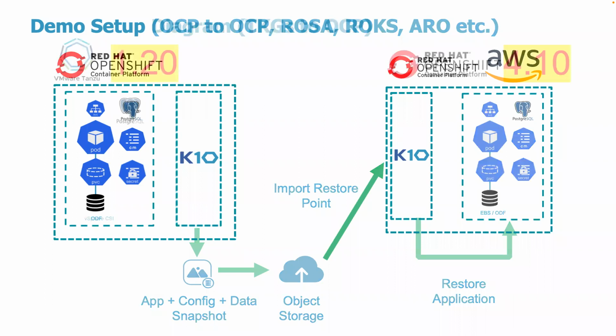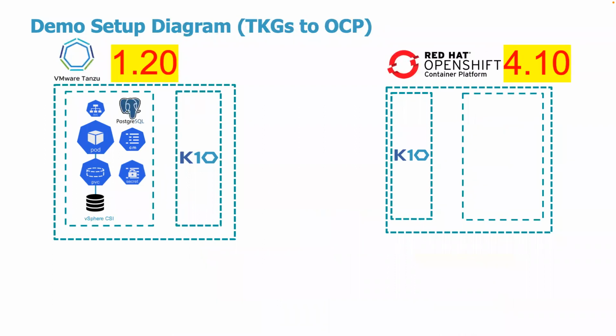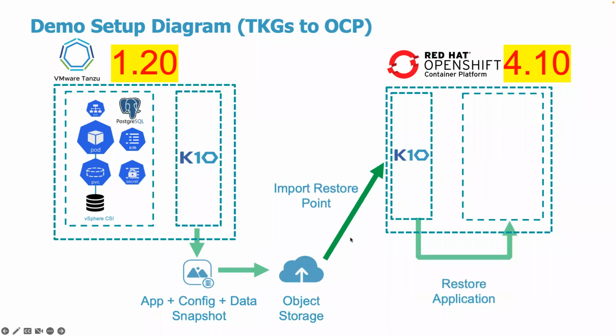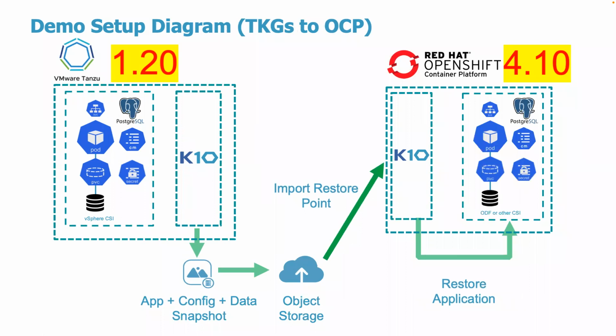Another example is sometimes customers might want to move containers from another Kubernetes distribution to OpenShift. I give you an example. The customer is running Kubernetes 1.20 on VMware Tanzu. But because of the Broadcom acquisition, there is uncertainty, so the customer wants to switch to OpenShift. Same thing, you do the snapshot, you do the export to object storage, do the import from my target cluster. And then once the restore finishes, your PostgreSQL namespace application will be restored to my target cluster.